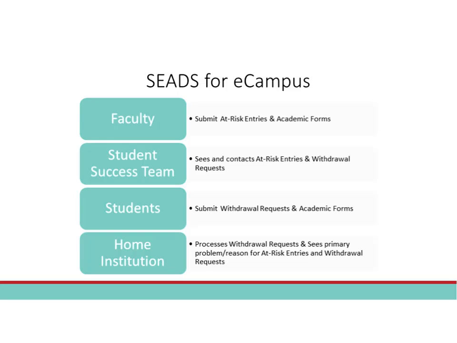The students have a login to SEADS, and that's where they will go in to actually submit a withdrawal request or a student academic form. And the last group that has access to SEADS is the home institution. So they will have a login to go in and process any withdrawal requests, and they also get to see a milestone report, which gives them a general overview of what's going on with their students. We'll give them a list of any of their students who have been reported as at-risk or who have submitted a withdrawal request, as well as the primary reason for that.